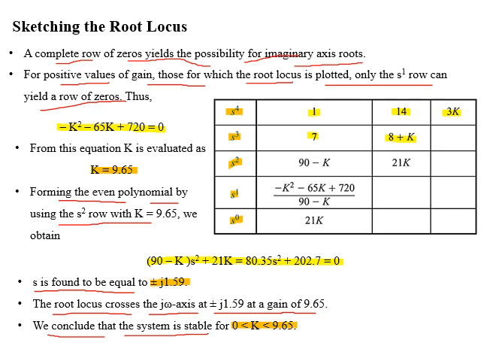Also, our closed loop system will be stable for a range of k greater than 0 and less than 9.65.